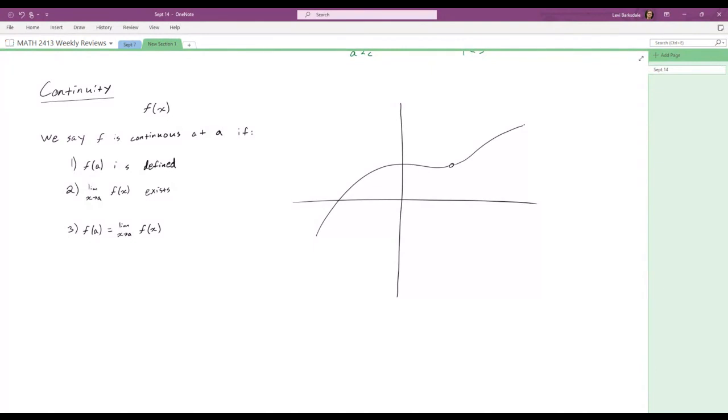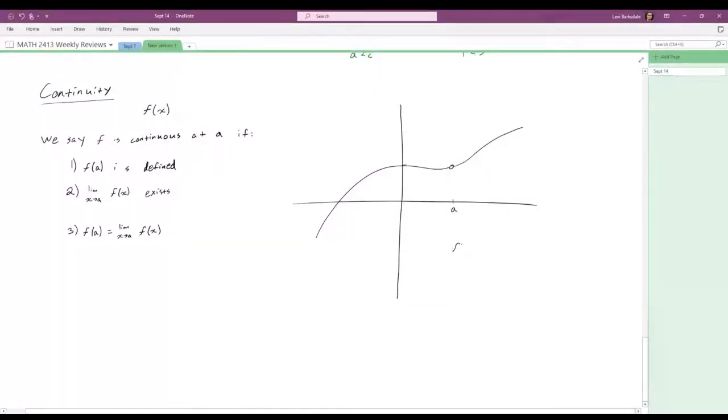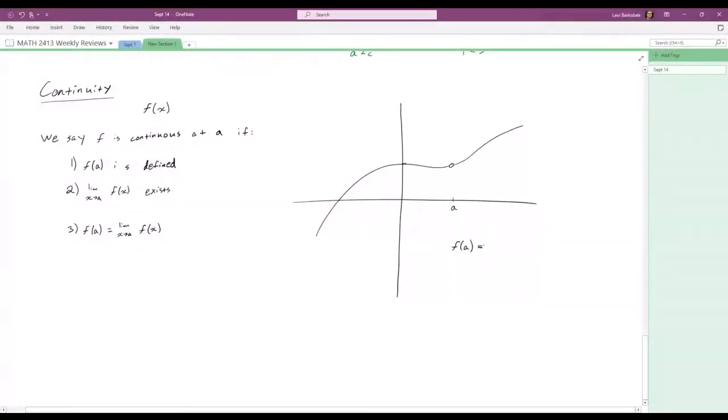So if this is a, well, f of a doesn't have any function value associated with it, right? So it actually does not exist. Because it doesn't exist, we say that f is not continuous, because it doesn't exist at that point.